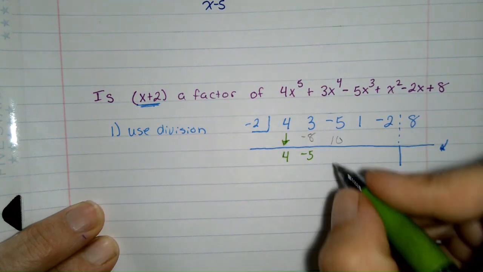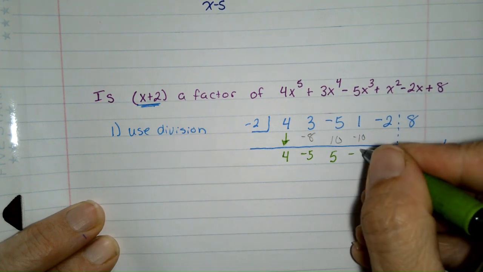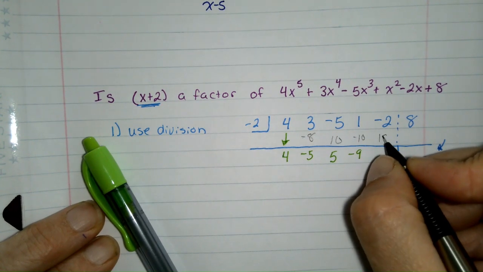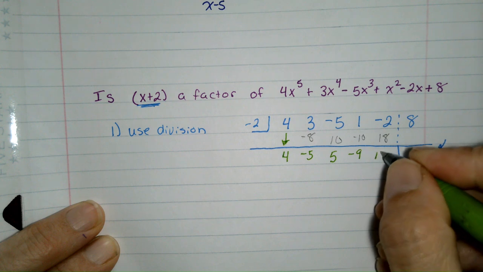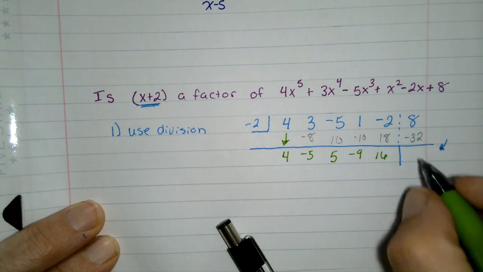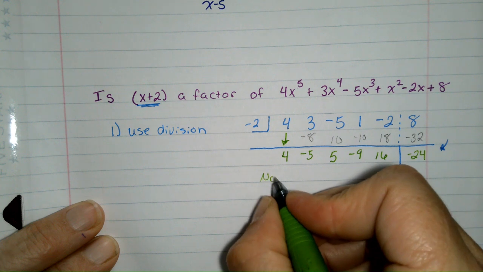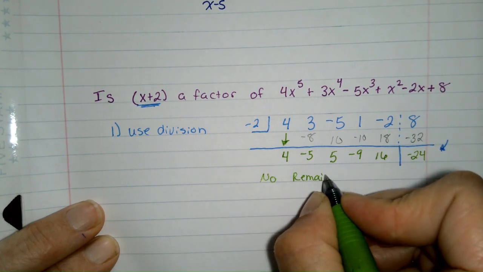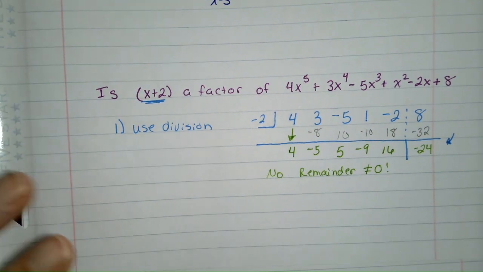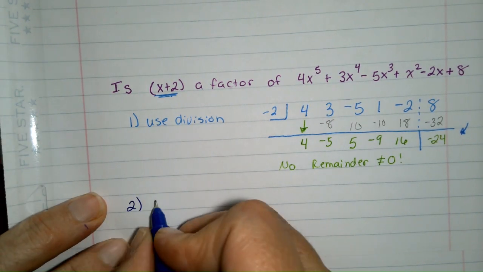Multiply, add, multiply, and then add, multiply, add, okay. No, the remainder does not equal 0. It's not a factor. Okay, we could have done that, or we could have done the remainder theorem.